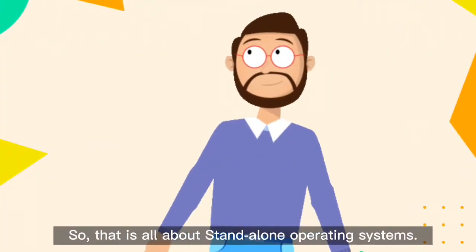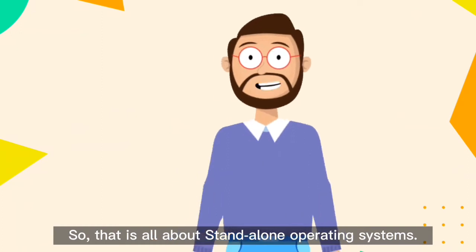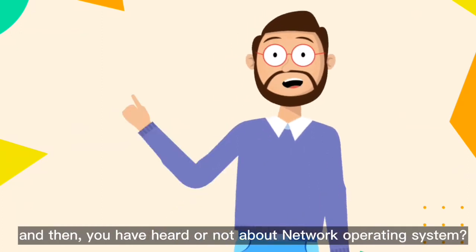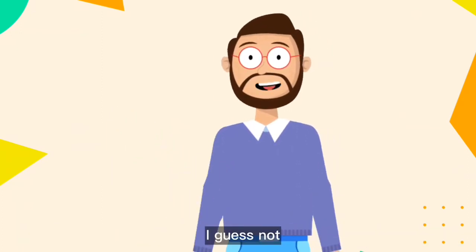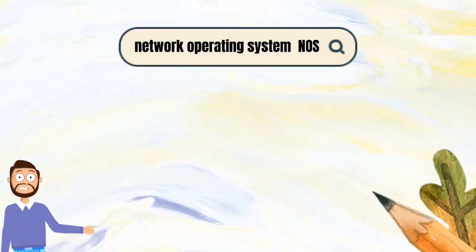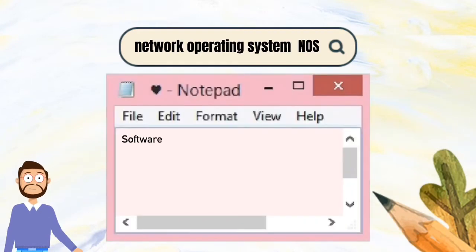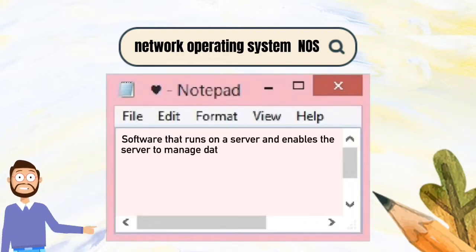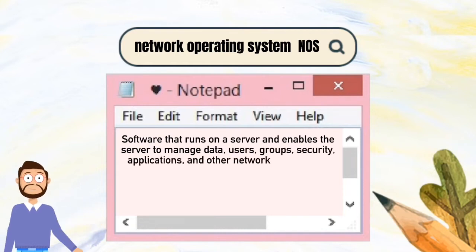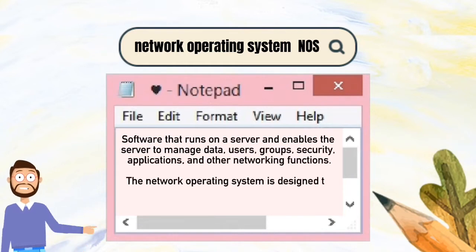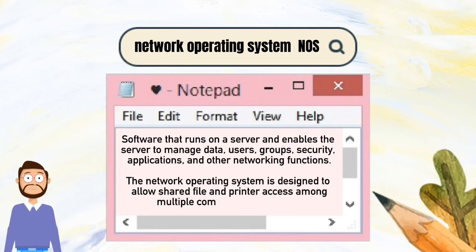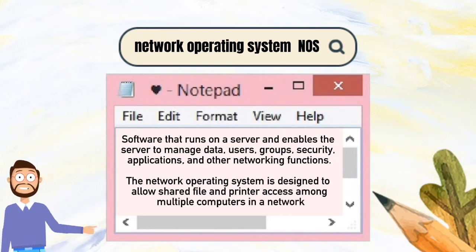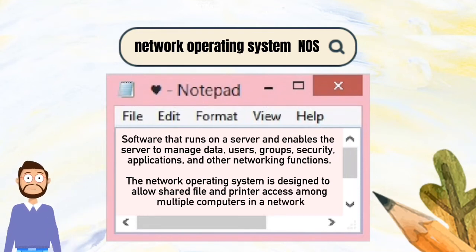So, that is all about standalone operating systems. And then, have you heard or not about network operating system? I guess not. Network operating system is software that runs on a server and enables the server to manage data, users, groups, security, applications, and other networking functions. The network operating system is designed to allow shared file and printer access among multiple computers in a network.